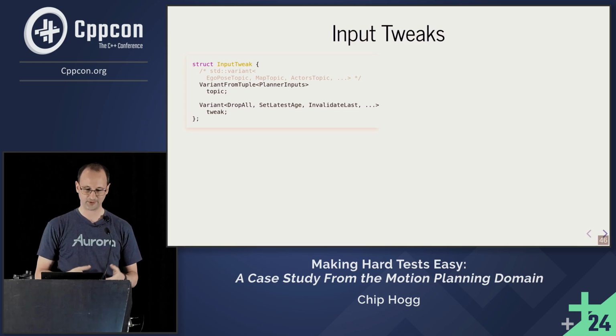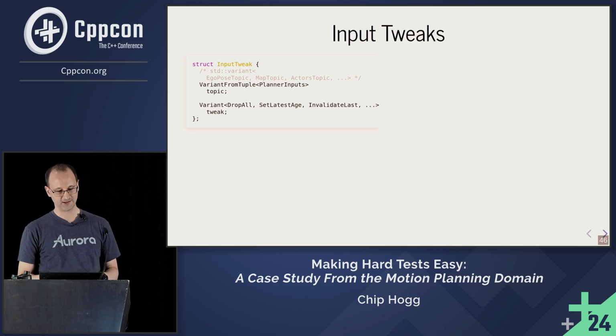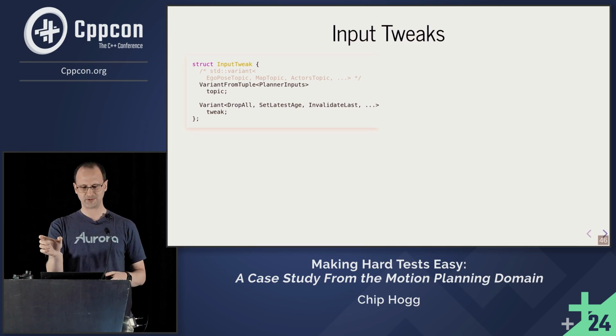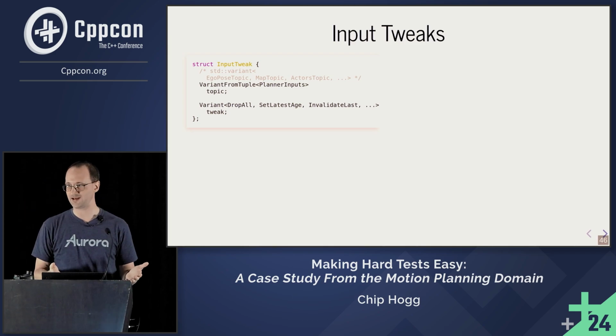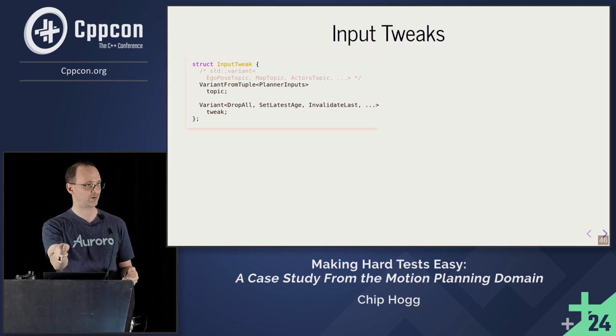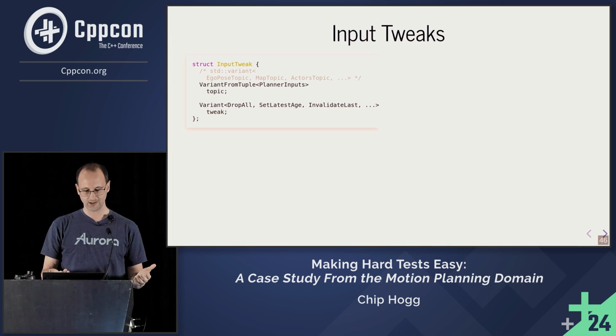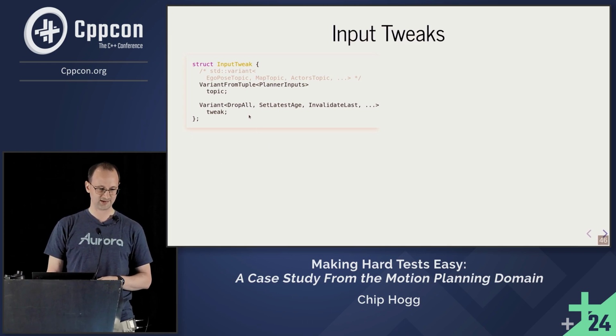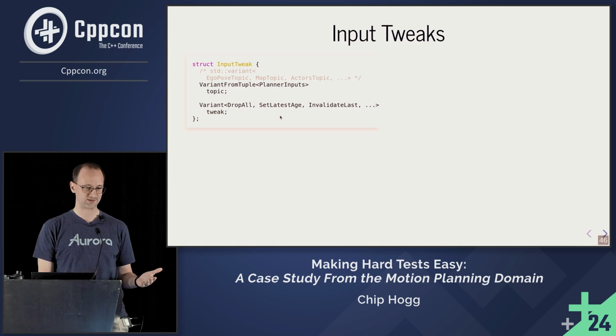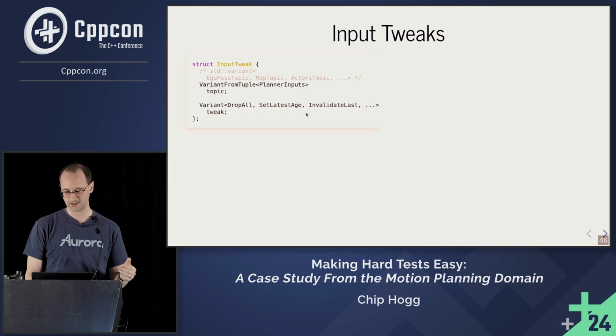Okay, so an input tweak is just a struct. We've got a variant from tuple planner inputs. That's just like a variant of each planner input tag. It basically lets you pick one planner input. And then we have a variant of tweaks here where you can have drop all messages, you can set the latest age, et cetera, et cetera.